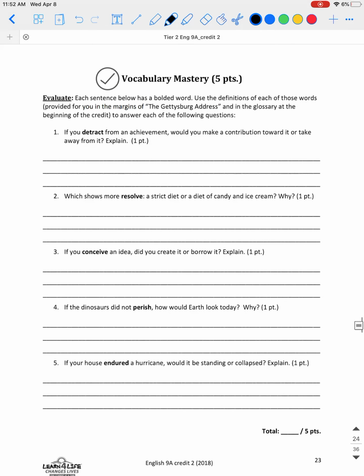Okay, and this portion is worth 5 points. So when you are done with that, you are done with lesson 3.